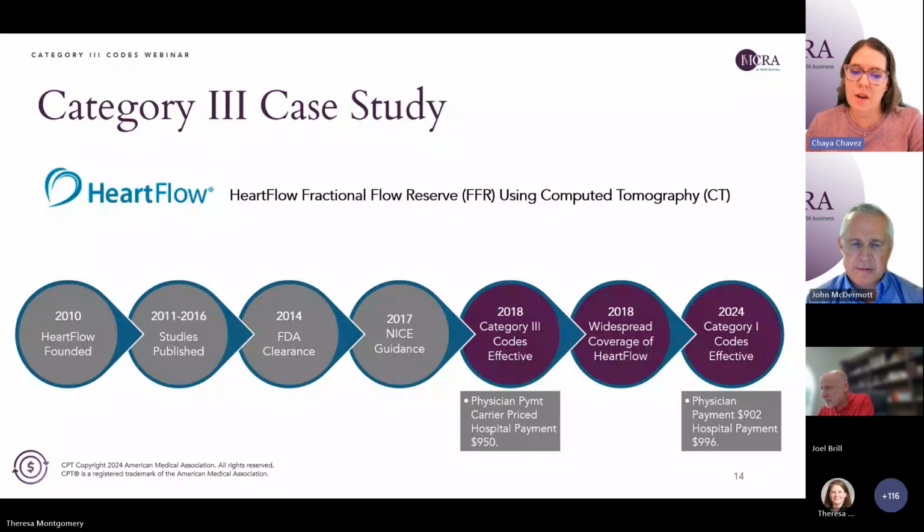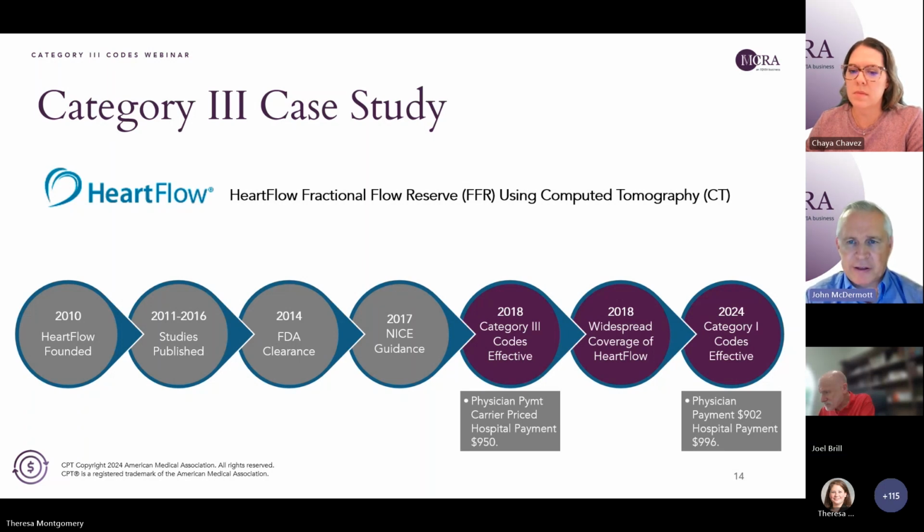Yeah, sure. So basically, Heartflow is a great example of how they got Category 3 and Category 1s approved. So they were founded in 2010, got FDA clearance in 2014. In 2018, they got their Category 3 code approved, which did have really good hospital payment. So you can see it was still carrier priced for the physician, but the hospital payment assigned was close to $1,000. And then, they established widespread use, widespread coverage pretty quickly. And so by 2024, they got their Category 1 code, which did have even better hospital and physician payment.